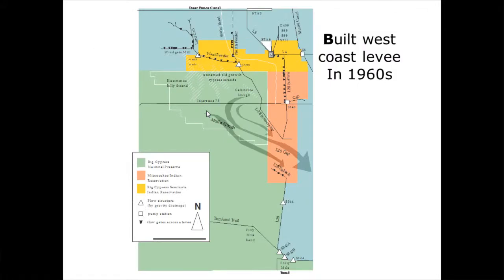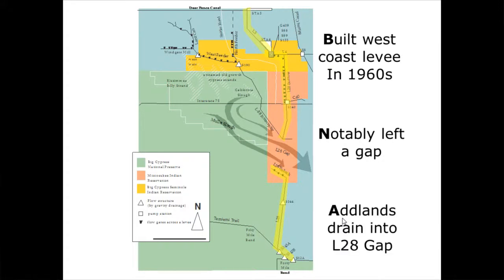However, when they were in the process of building it in the 60s, they discovered, lo and behold, water is flowing from the Big Cypress into the Everglades. So the options were to either levee it all off and pump water across, or leave a gap. And that 7.5 mile gap was left, and it drains water to the L28 gap from this area.